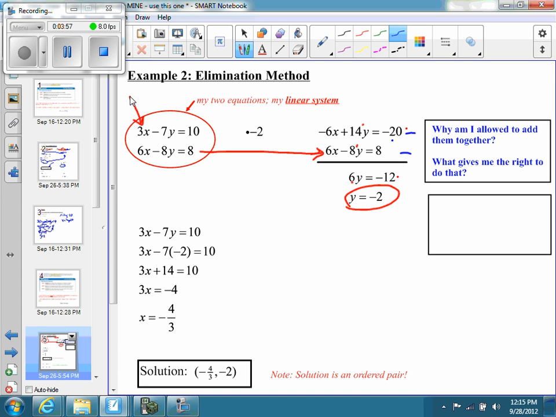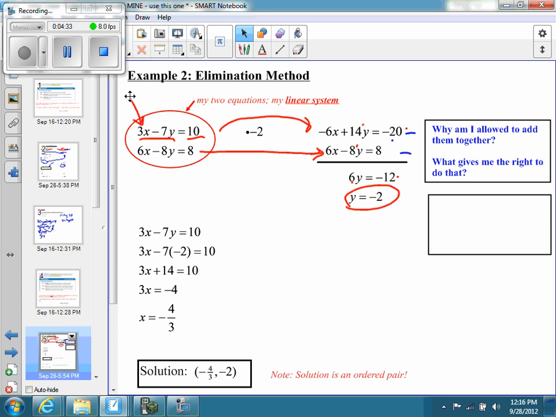Is there another question on this? Because I have a question for you. I think everybody's probably okay that if I multiply 3x minus 7 times -2, and I multiply 10 times -2, I've done the same thing to both sides, so that equation is in fact equal to that equation. Everybody's okay with that, right? Then what gives me the right to just add these equations together?